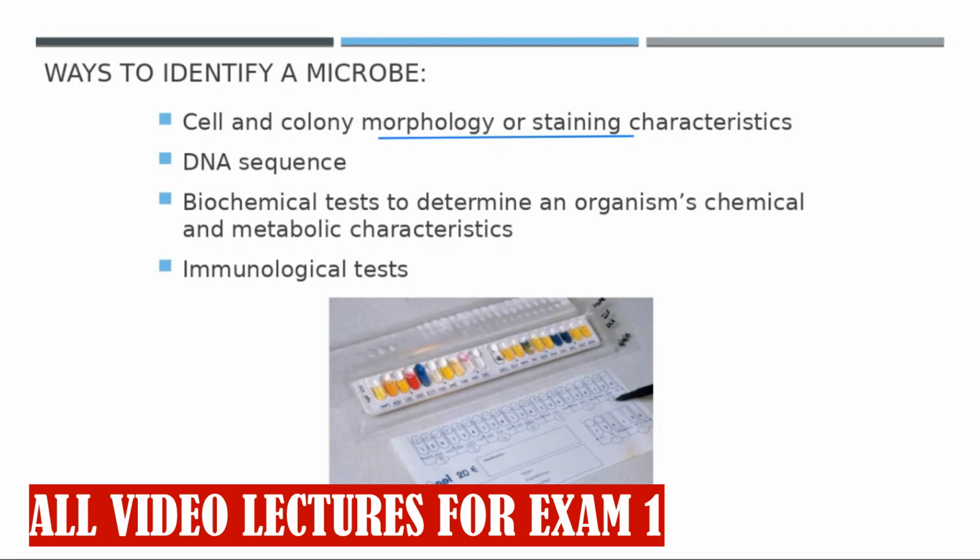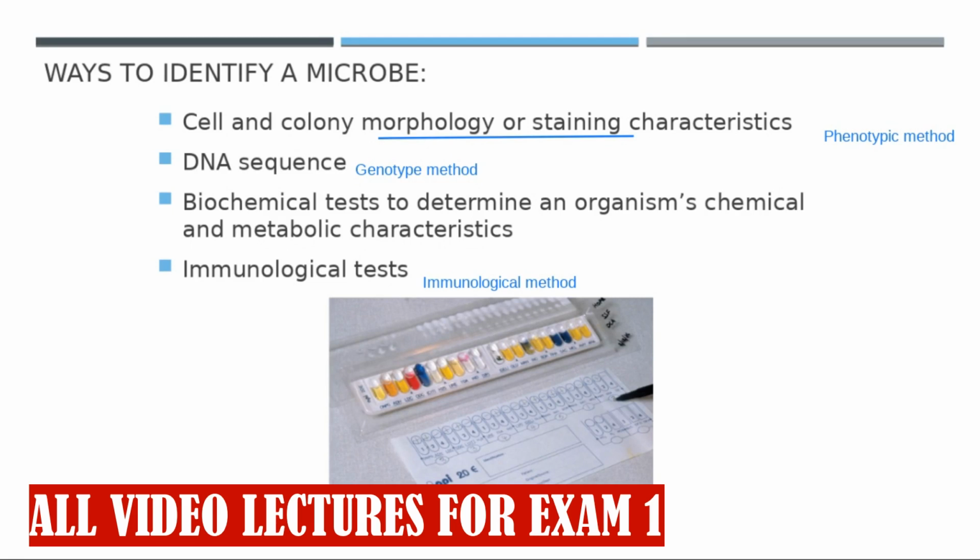Okay, and then this one using DNA is the genotypic method, right? And using the antigen antibody is called the immunological method. Okay, so these are the three methods that are used for identifying microbes.